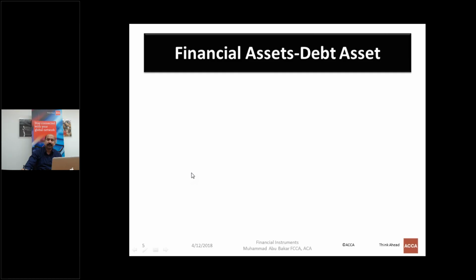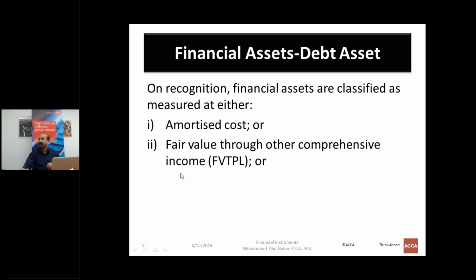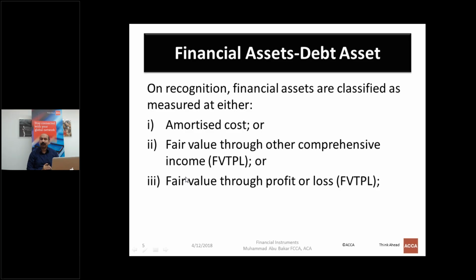Debt asset where you have invested in the bonds of another company. Account receivable, where you have invested in the debentures of another company. So this is your debt asset. On recognition, financial assets that are debt asset are classified at either amortized cost or fair value through other comprehensive income or fair value through profit or loss.